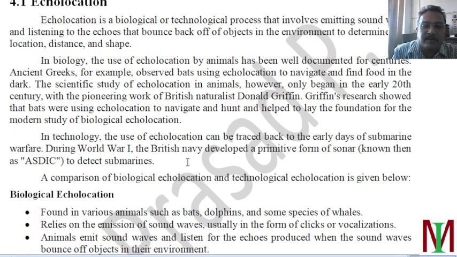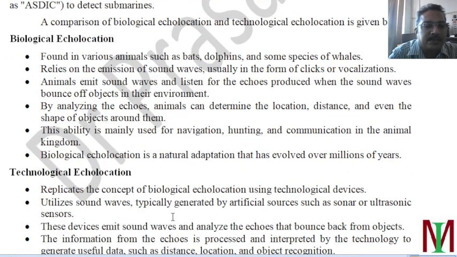A comparison of biological and technology-based echolocation is given below. Biological echolocation is found in various animals like bats, dolphins, and some whales. They rely on the emission of sound waves, producing sound waves or click sounds. Mainly dolphins and whales create this type of click sound in the water. Animals emit sound waves and listen for the echoes produced when the sound waves bounce off objects in their environment. By analyzing the echoes, animals can determine the location, distance, and even the shape of objects around them. The ability is mainly used for navigation, hunting, and communication in the animal kingdom. Biological echolocation is a natural adaptation that has evolved over millions of years.